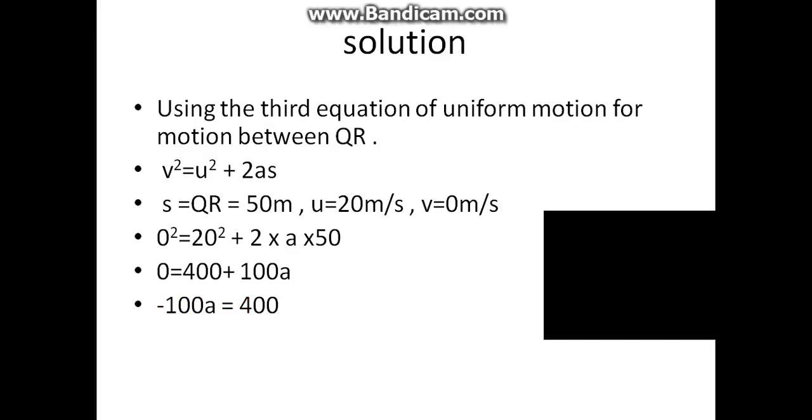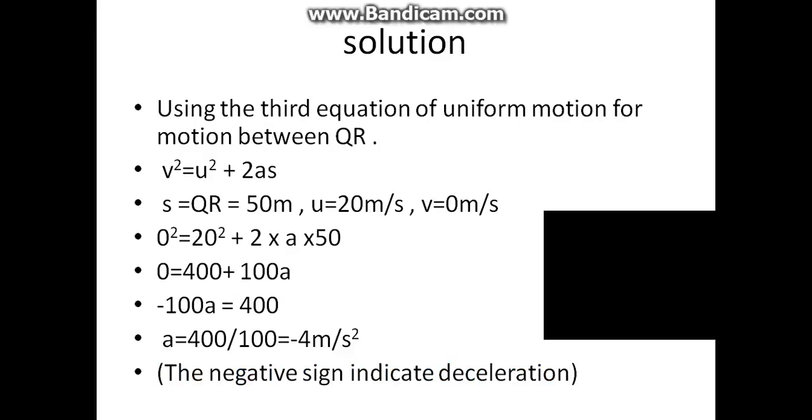Taking the unknown value to the left hand side and the known value to the right hand side, we have minus 100a is equals to 400. Then making a the subject of the formula, you have 400 over 100. We now have minus 4 meters per second squared. The negative sign indicates deceleration.